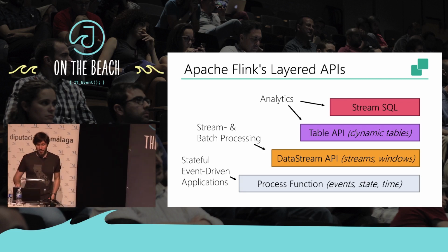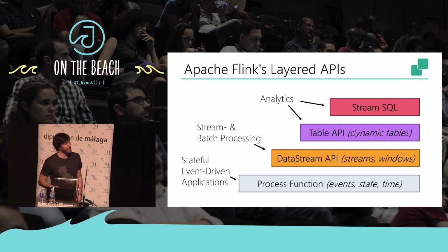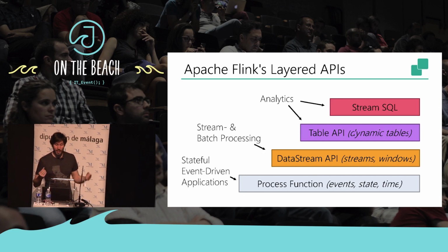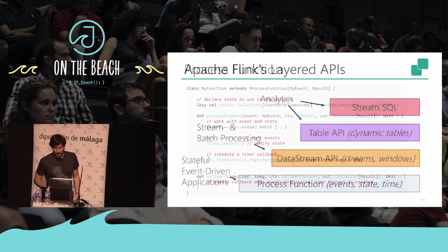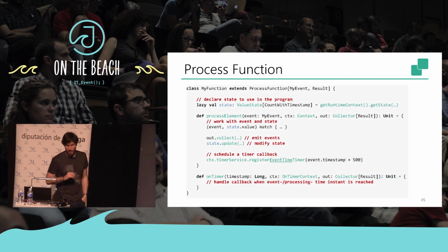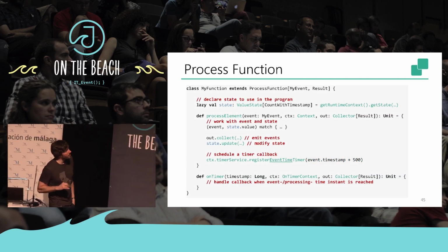And on top of that yet, there are two APIs that are basically purely for high-level analytical processing, which is the Table API. It's an API built on the concept of dynamic tables, and Stream SQL. Let's quickly look at how all of these abstraction levels look if you process them.